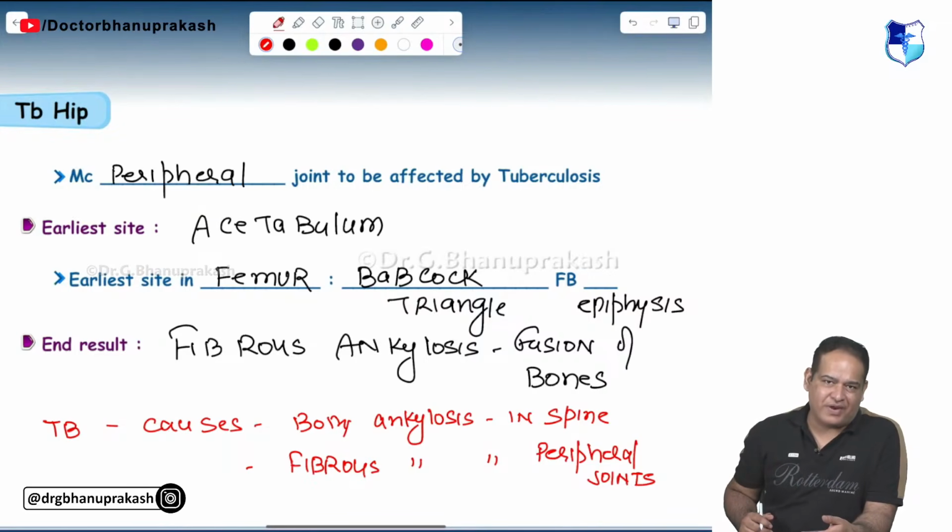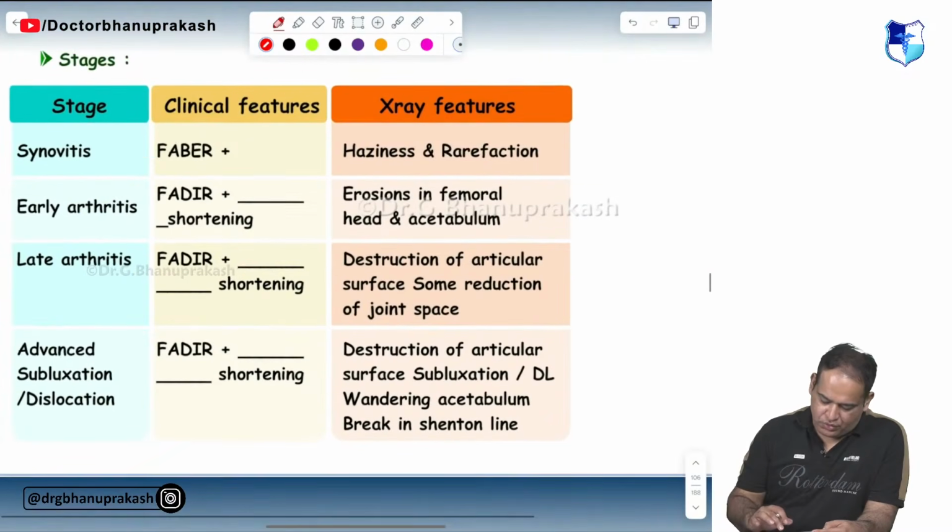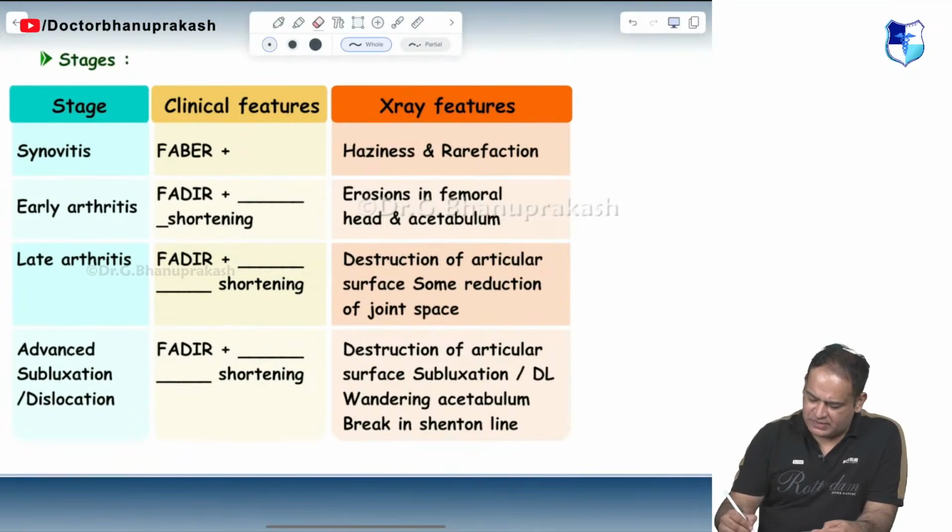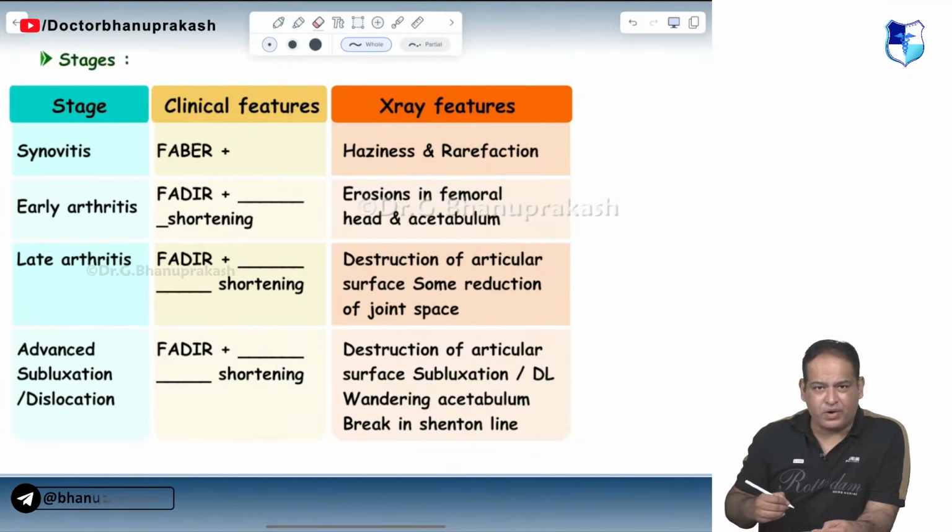But if there is a fracture, then it can be used only temporarily. Okay. Now, tuberculosis stages. Now, this I believe is important only for NEET PG.